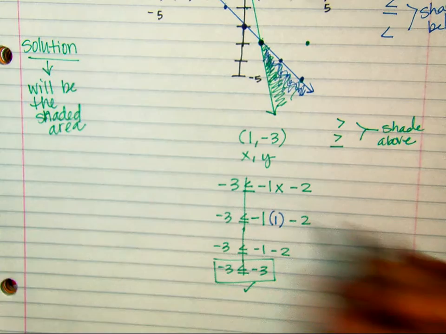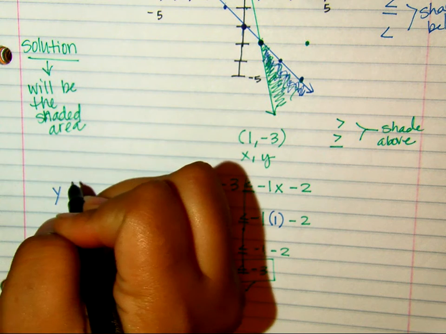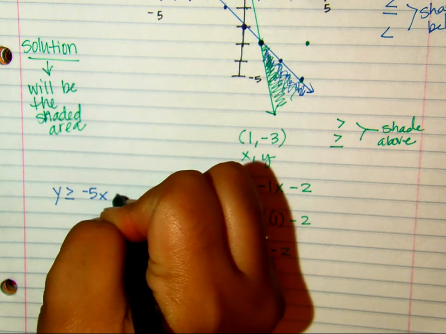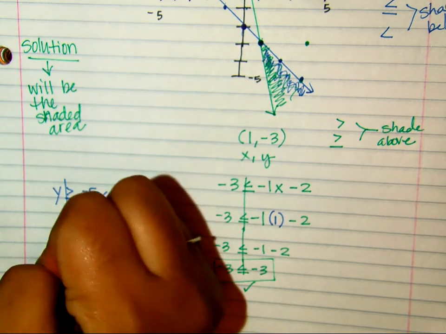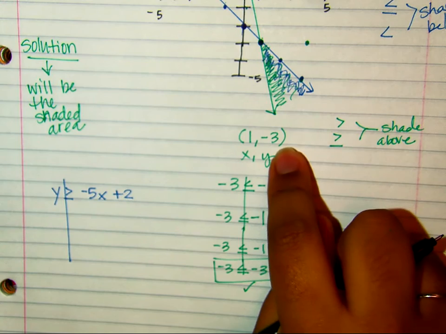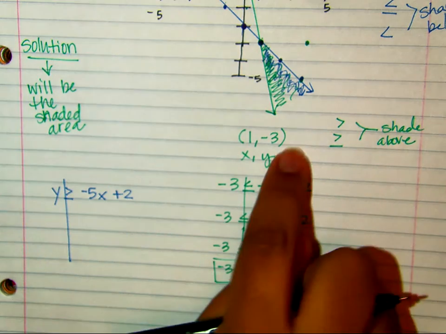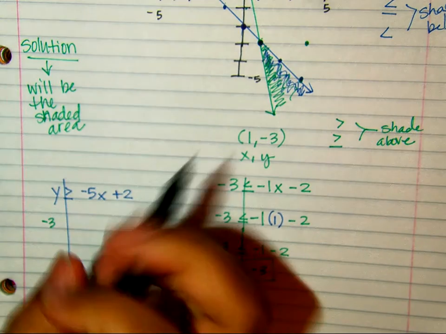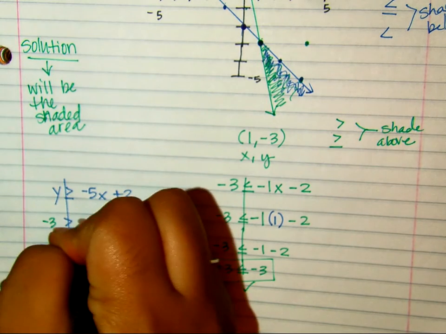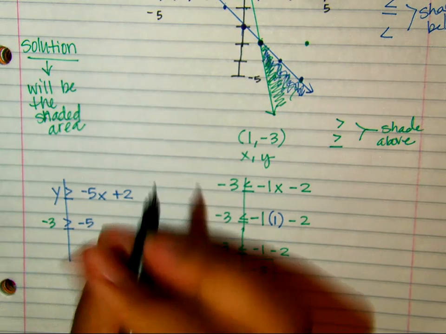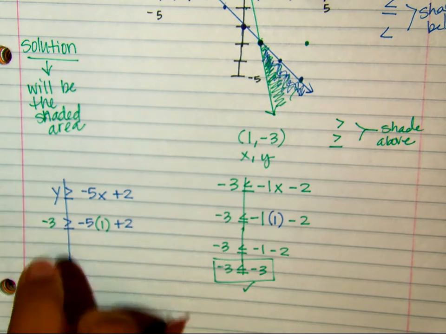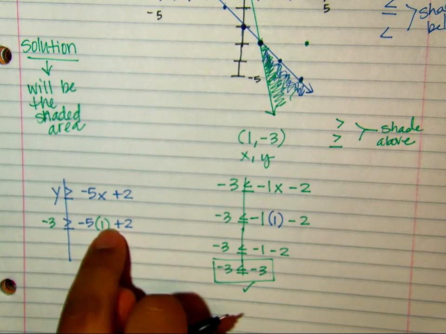Alright, so the other one is y is greater than or equal to negative 5x plus 2. So I'm going to use the same ordered pair. I'm going to substitute the y with negative 3 and the x with 1. And I'm trying to see if negative 3 is going to be greater than or equal to whatever is over here.